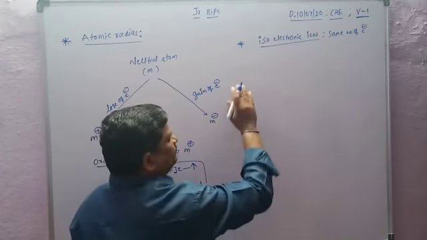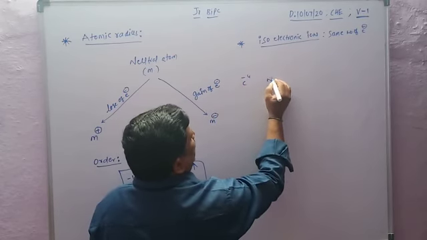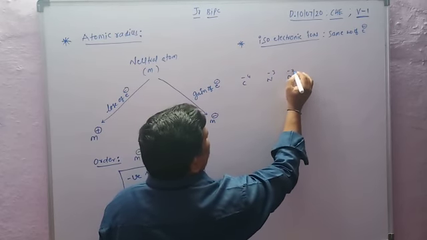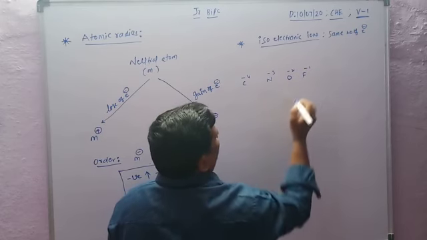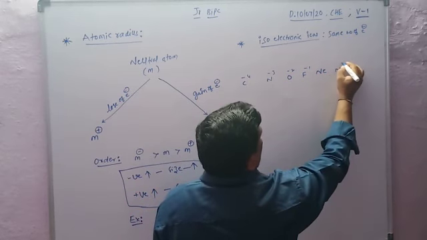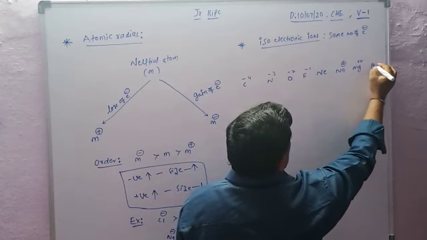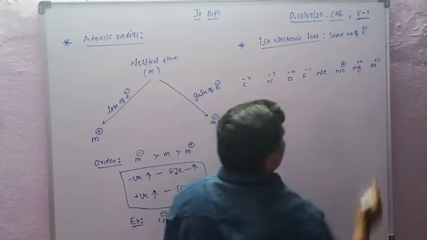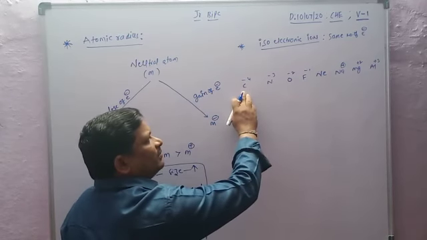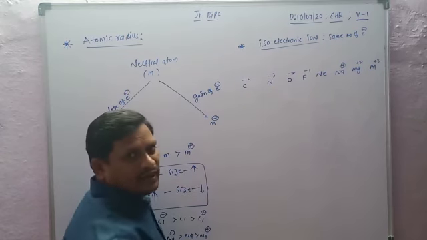For example, carbon -4, nitrogen -3, oxygen -2, fluorine -1, neon, sodium +1, magnesium +2, aluminium +3. Generally, for the atomic number, carbon is 6.